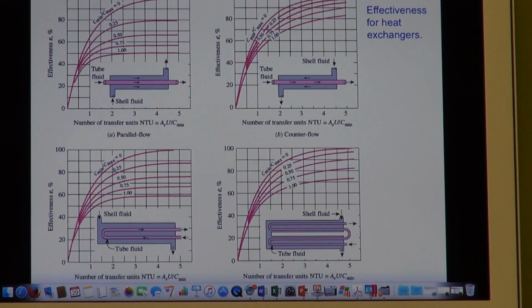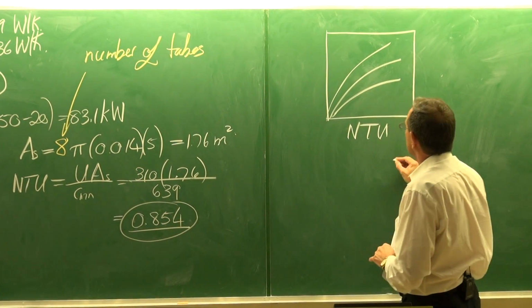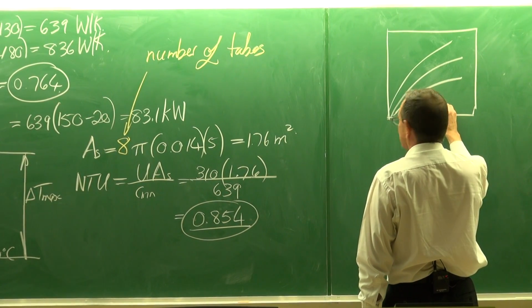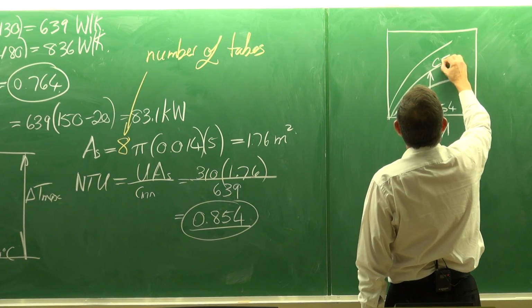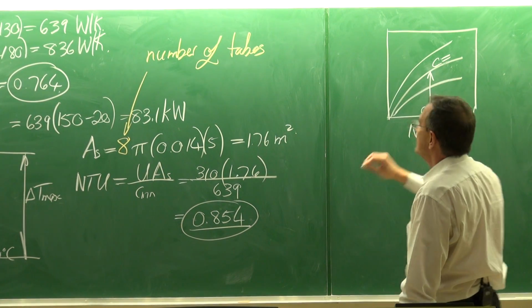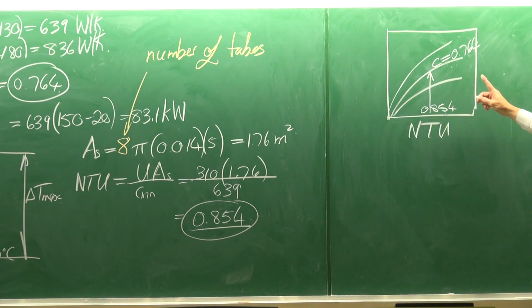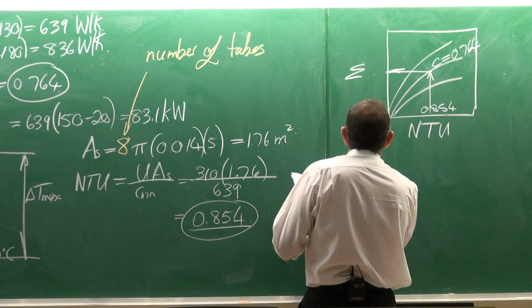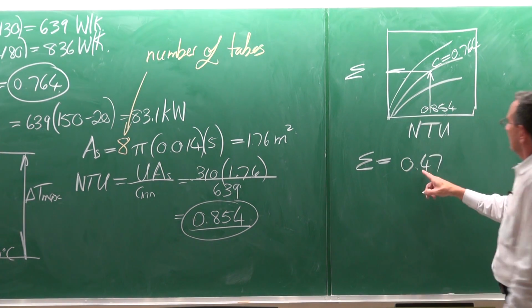Okay, so the curve is like that. The NTUs, for different values of C. We've got an NTU value of 0.854. Okay, we need to get the line for which C is equal to 0.764. Of course, you won't be able to get it that accurately, and from there you can get the effectiveness of the heat exchanger is equal to 0.47.